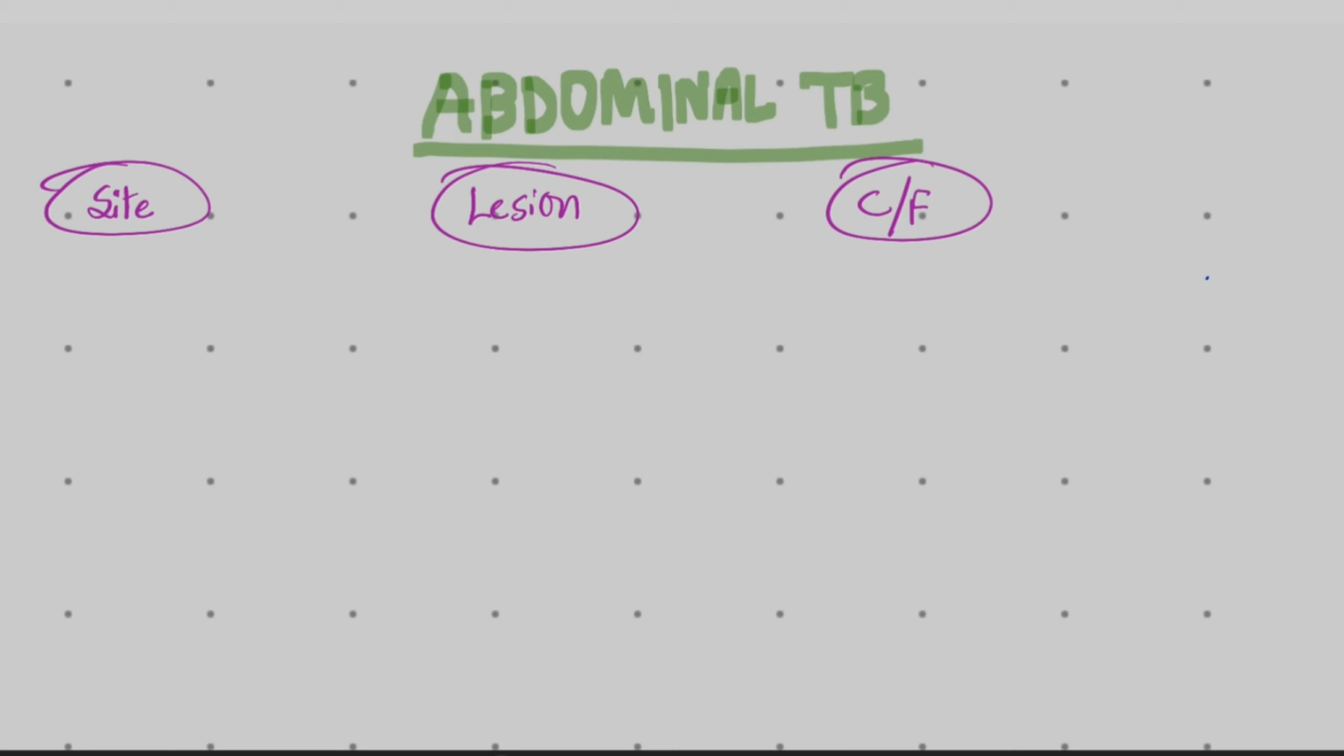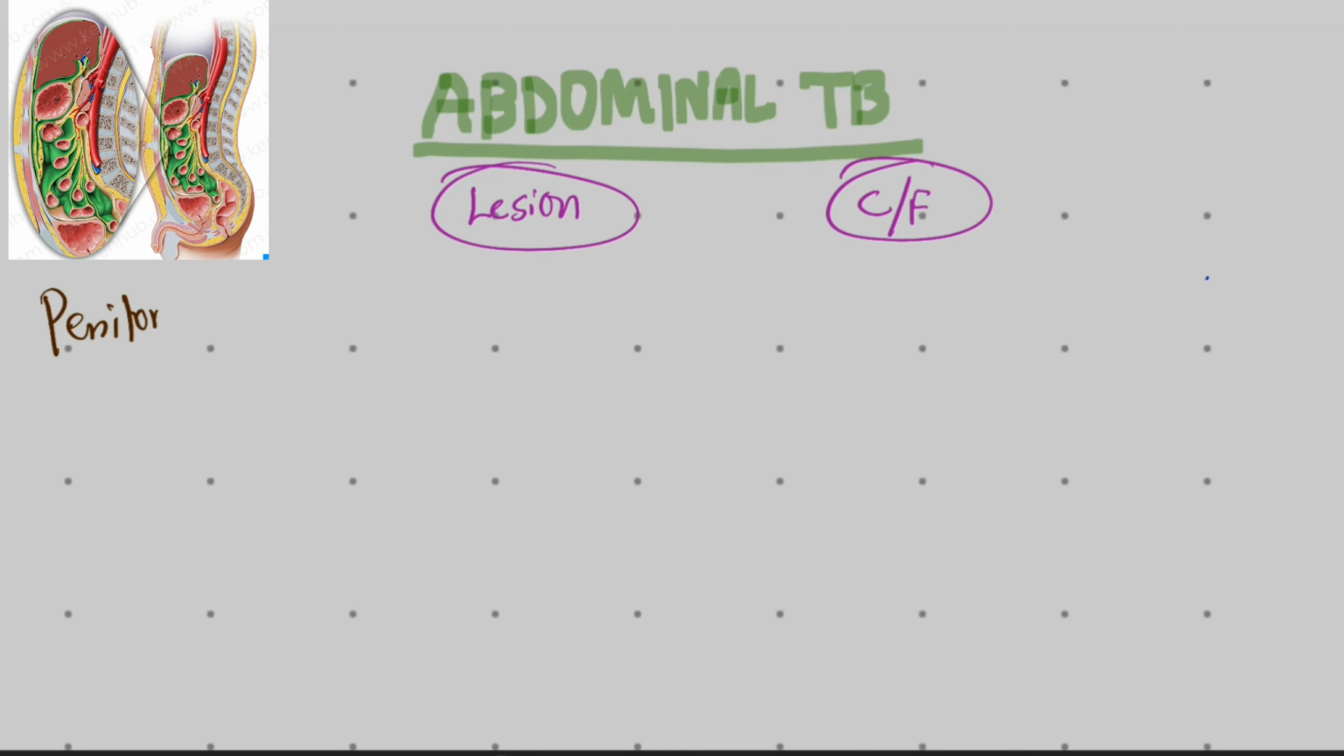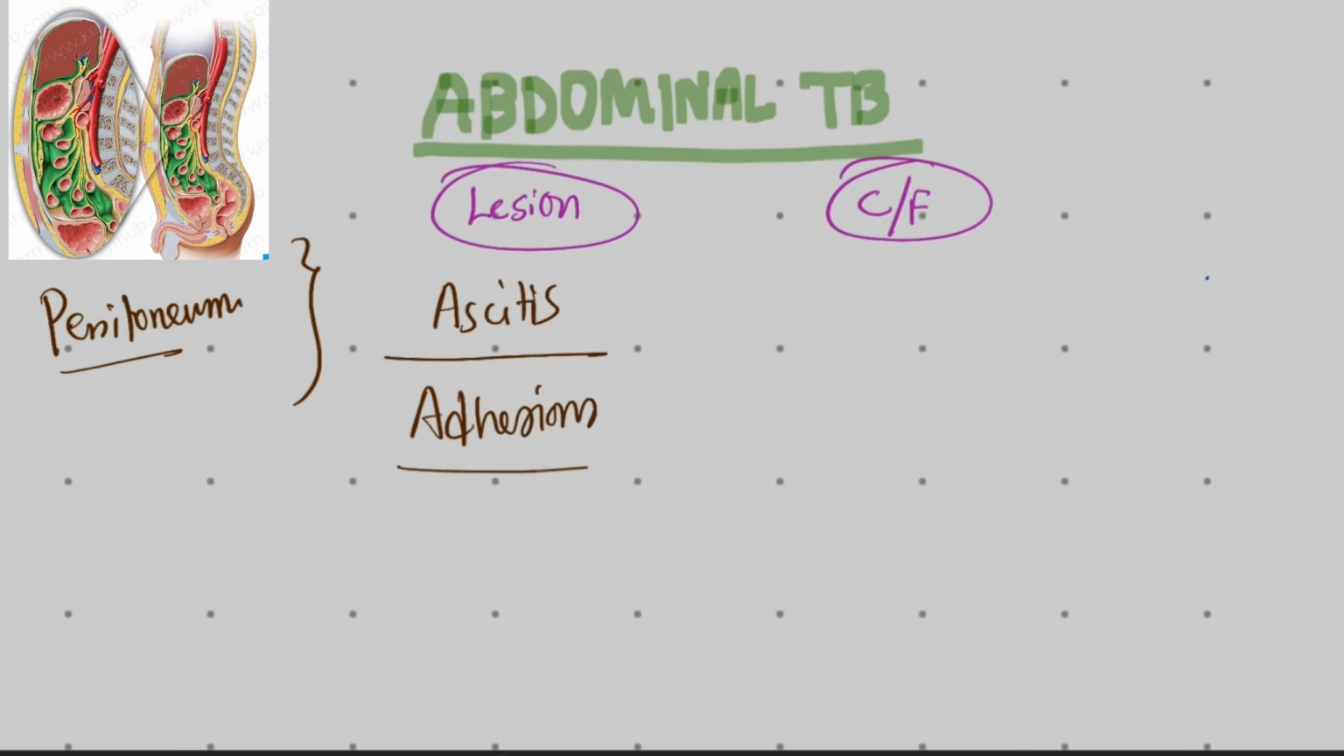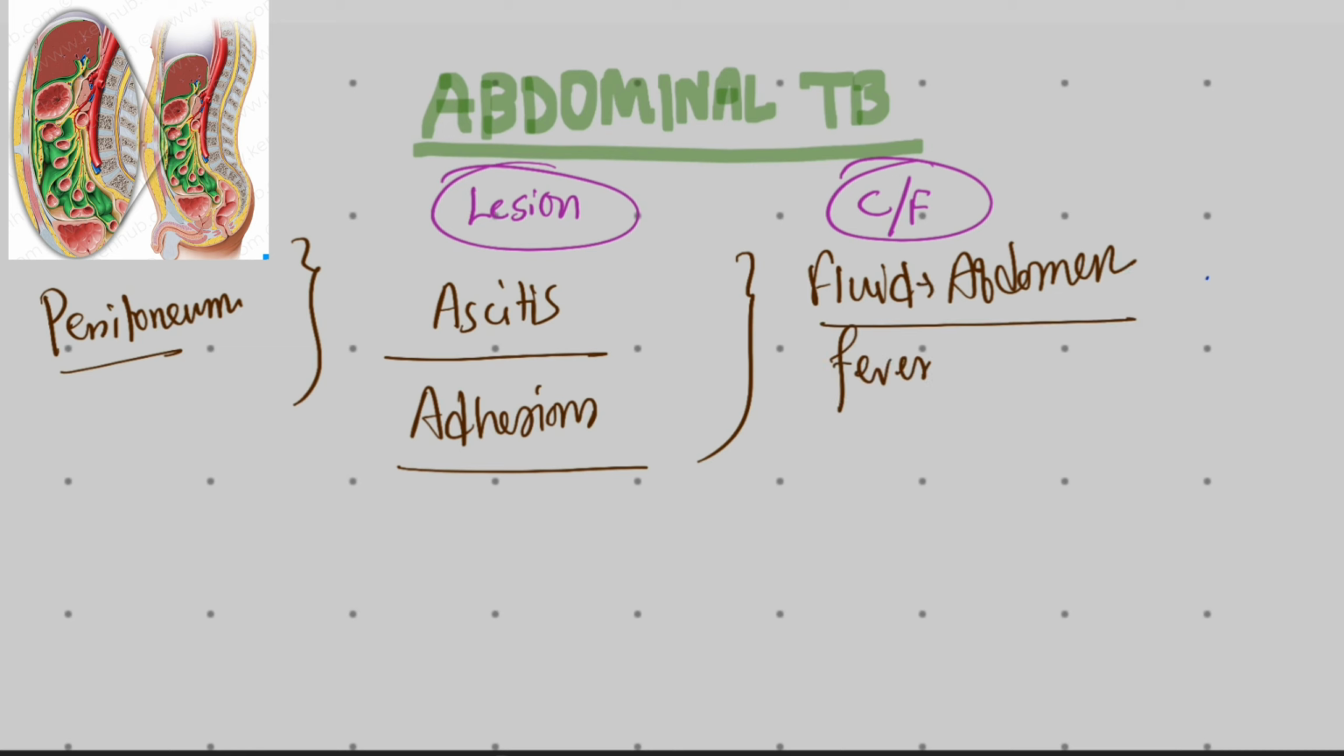Now, let's come to the next site, that is the peritoneum. If the peritoneum is involved in TB, there will be ascites and adhesions in the abdomen. So what will be the clinical symptoms? There will be fluid in the abdomen, so abdominal distension due to ascites first. There will be fever, weight loss, etc. And there will be intestinal obstruction.